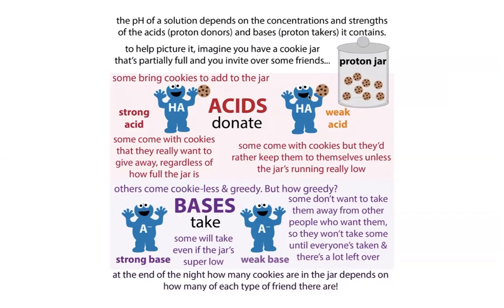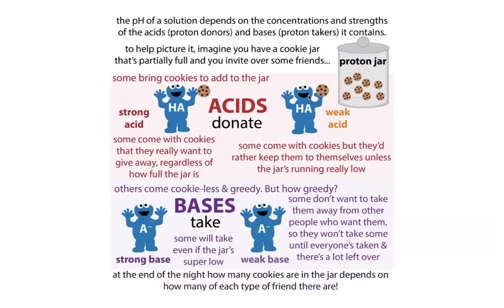And again, it's not really like this. It's just that they're not going to hold on to them that tightly. And if they're not holding on to them that tightly and there's less of them around, well, they're more likely to not have a cookie if you were to go and find them at the party. But if there's more around, then you might be more likely to find them with the cookie. So at the end of the night, how many cookies there are in the jar is going to depend on how many of each type of friend there were and how greedy or generous they were.